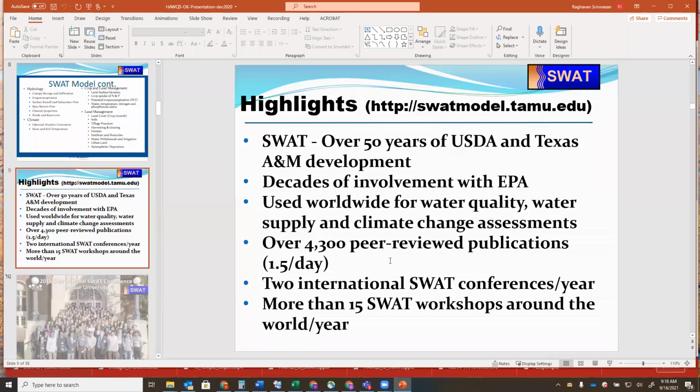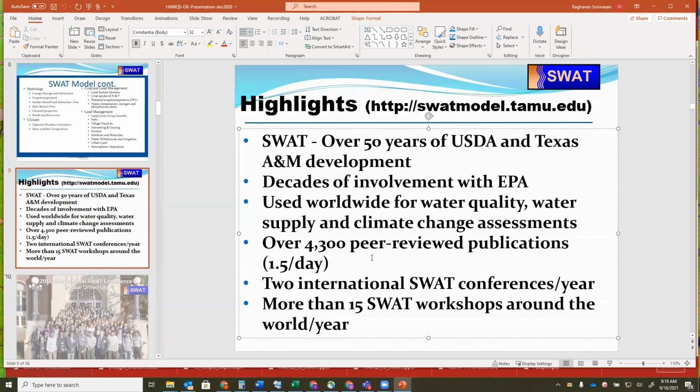SWAT has been in the making for more than 50 years, by the USDA and Texas A&M. It has a robust user community that has tested this model all over the world. Currently, and this is about a month-old slide, it has about 4,500 peer-reviewed publications. This is one of the largest publication counts in the world in terms of models.